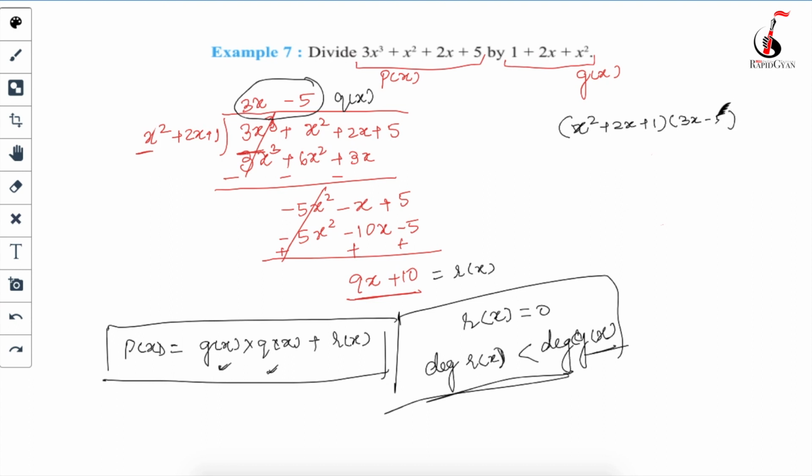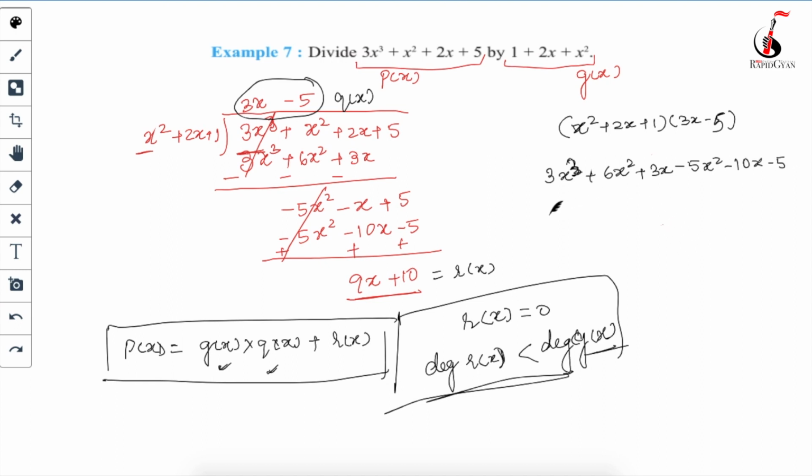Hope you guys know how to multiply two polynomials. So 3x multiplied by x square will be 3x cube, not square, 3x cube. Then 3x multiplied by 2x is 6x square, then 3x multiplied by 1 is 3x, then minus 5 multiplied by x square is minus 5x square, then minus 5 multiplied by 2x is minus 10x, minus 5.